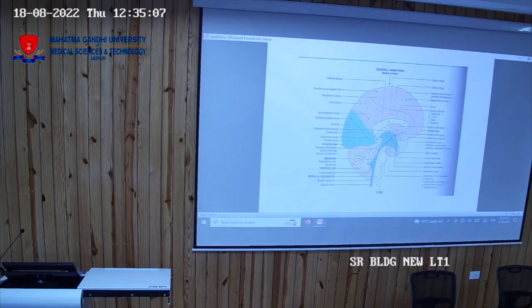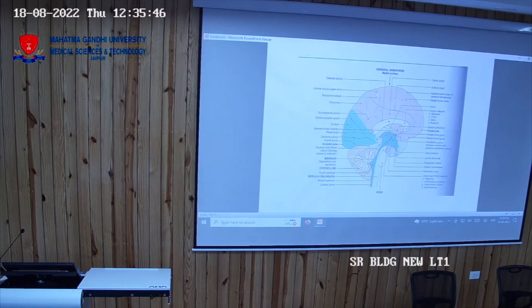I am telling you again. On the medial surface, just above the corpus callosum, you will see a prominent sulcus, and this sulcus is called the cingulate sulcus. The gyrus present between the cingulate sulcus and the corpus callosum or callosal sulcus is called the cingulate gyrus. Above this sulcus is the medial frontal gyrus. So this area is the medial frontal gyrus.